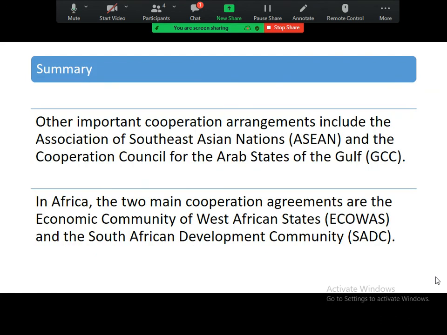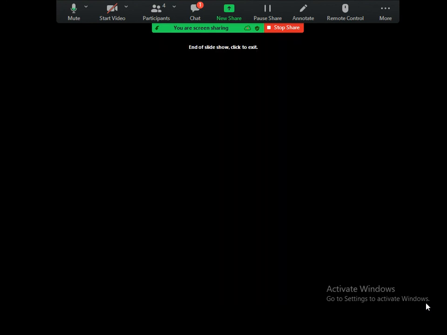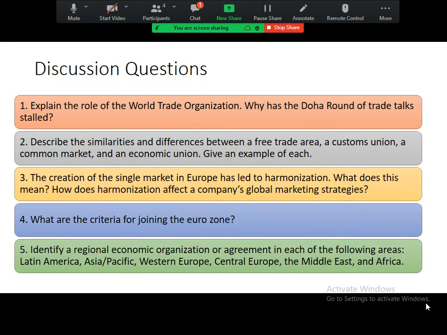Other important cooperation arrangements include the Association of Southeast Asian Nations, that is ASEAN, and the Cooperation Council for the Arab States of the Gulf, that is GCC. In Africa, the two important cooperation agreements are the Economic Community of West African States, that is ECOWAS, and the Southern African Development Community, that is SADC. So this was the summary, and the discussion questions are like this.